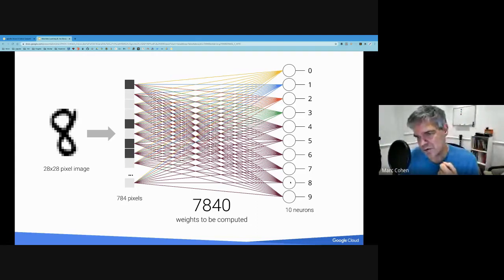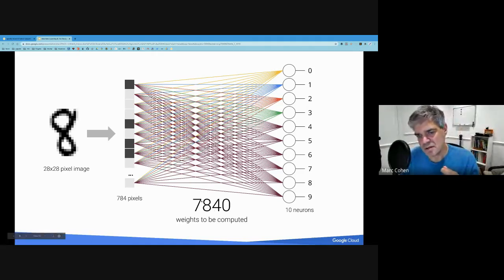And I see what was the probability for 8? It should have been pretty high. And what was the probability for these other things? They should have been low. And depending on what the answers are, you're going to fine tune all these 7,800 weights. And then you run it again, and you do it with a whole lot of data.